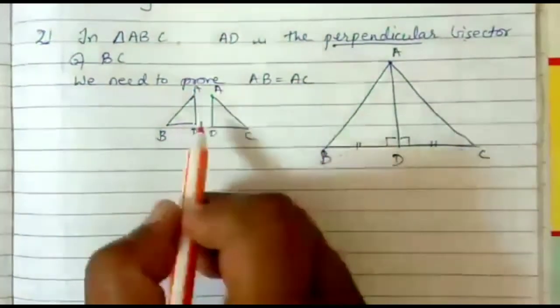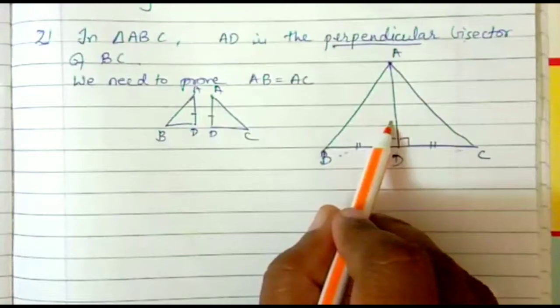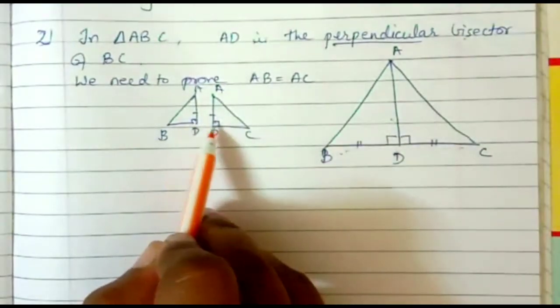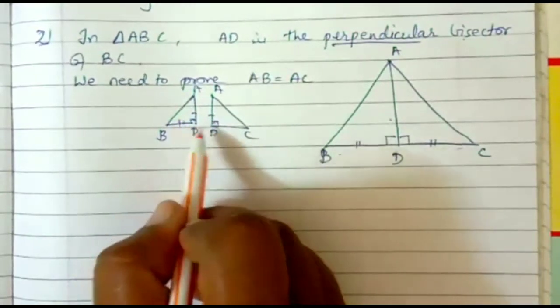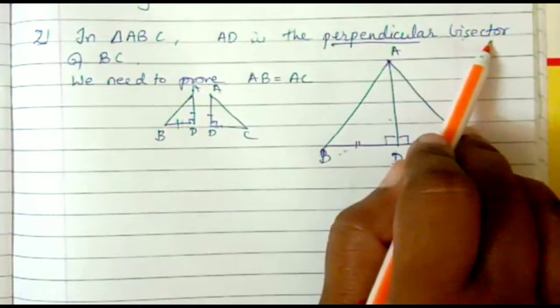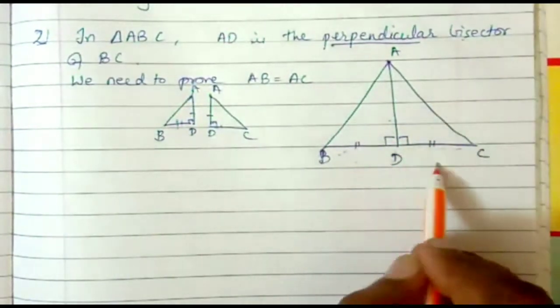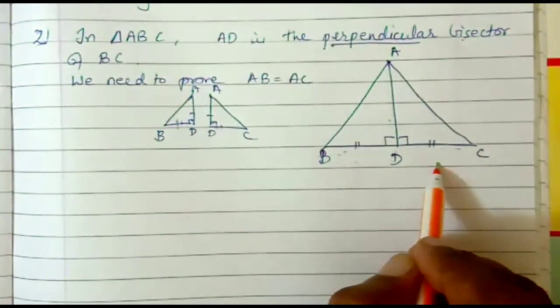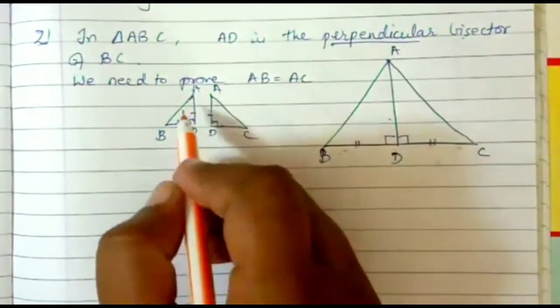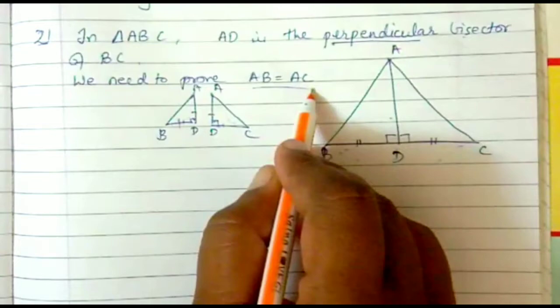So we have AD as a common line segment. Angle D is a right angle, that means angle ADB and angle ADC. BD and DC are equal because D is the midpoint. It is clearly mentioned, it is bisecting. That means it is dividing BC into two equal parts. And thus we can say that these two triangles will be congruent. And again by CPCT it can be easily proved that AB and AC are equal.